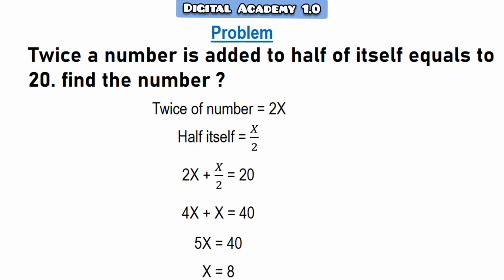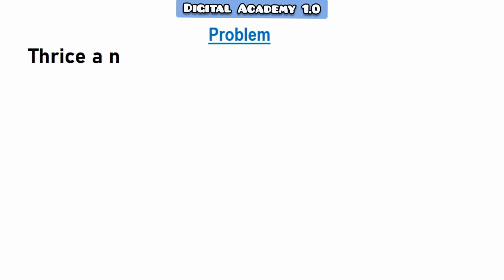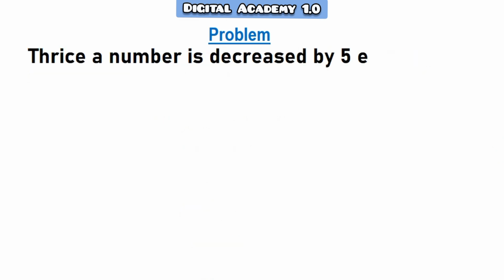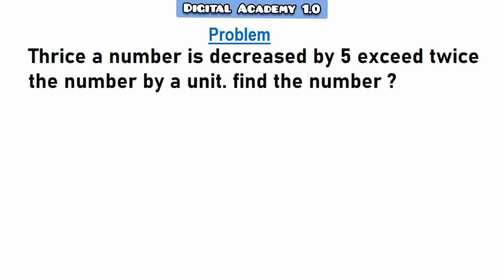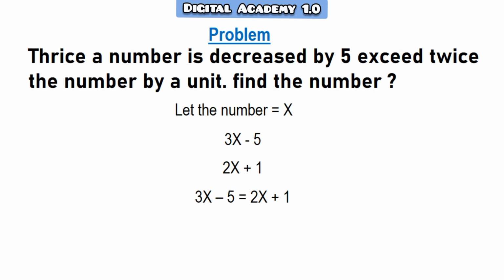Next, thrice a number decreased by 5 exceeds twice the number by a unit. Find the number. Let the number equal x. Thrice of a number decreased by 5 equals 3x - 5. Exceeds twice the number, which is 2x. So, 3x - 5 = 2x + 1.